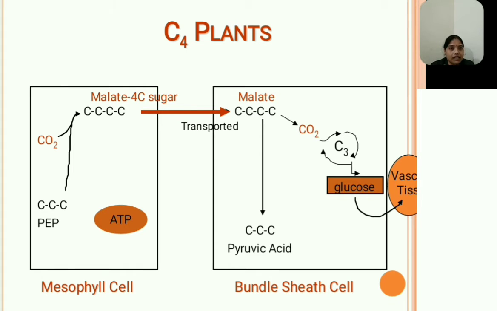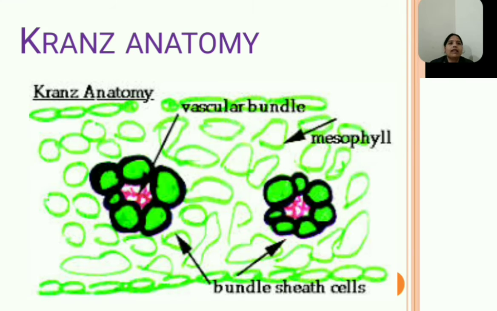C4 pathway needs 12 additional ATP and C3 pathway requires 18 ATP for synthesis of one glucose molecule, whereas C4 pathway requires 30 ATP. Thus, C4 plants are better at photosynthesis and there is no photorespiration in these plants. It's about the Kranz anatomy.